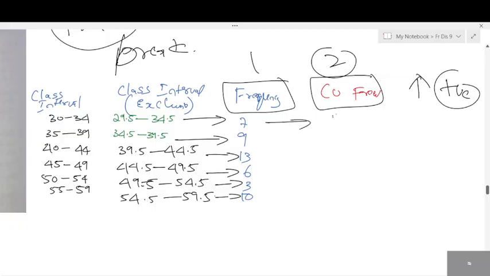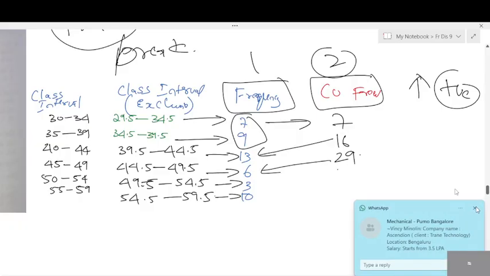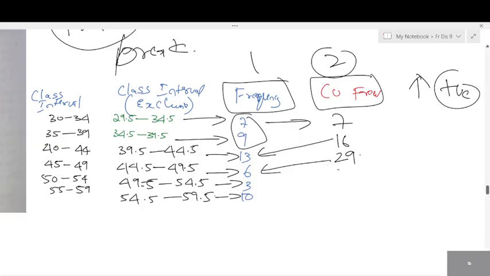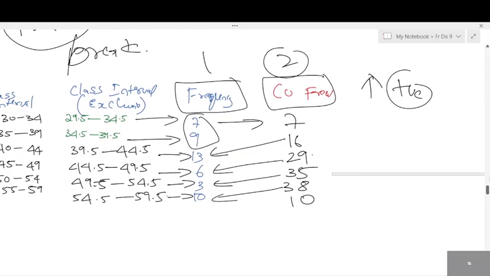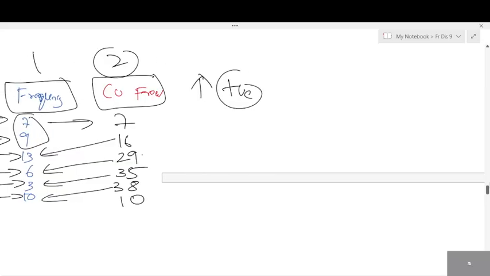So what's the answer? 7. 9 plus 7, 16. Then 16 plus 13, 29. Yes, 29 plus 6 is 35, plus 3 is 38, plus 10 is 48. Now look here. Cumulative frequency is done. Understood how to convert?